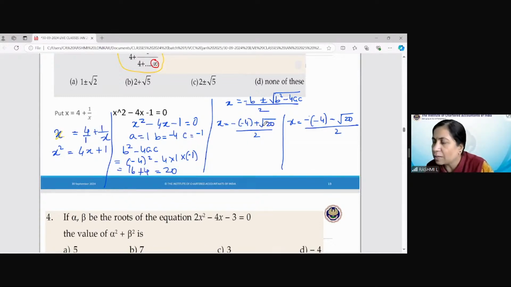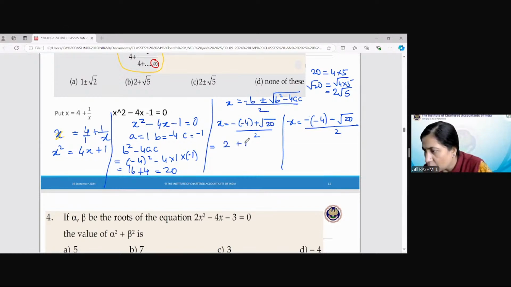Now square root of 20: the factors of 20, 20 can be written as 4 into 5. So square root of 20 can be written as square root of 4 into 5. 4 is a perfect square, so it comes out of the root, and this is equal to 2 root 5. So square root of 20 can be written as 2 root 5. So this is equal to minus into minus, so it becomes plus: 4 plus or minus 2 square root of 5 upon 2.